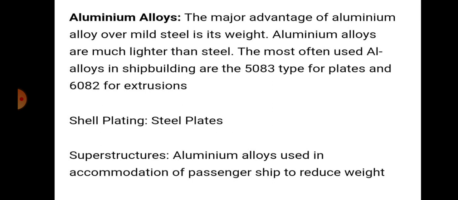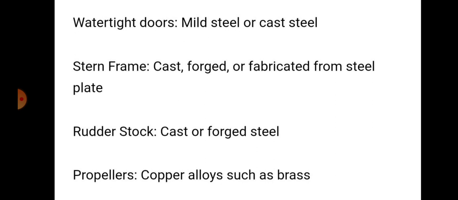For shell plating, we mainly use steel plate. In the superstructure, we use aluminum alloy in the accommodation of passenger ships to reduce weight. For watertight doors, we use mild steel or cast steel. For the stern frame, we use cast, forged or fabricated steel plate.